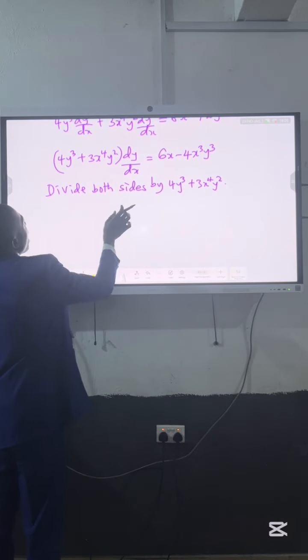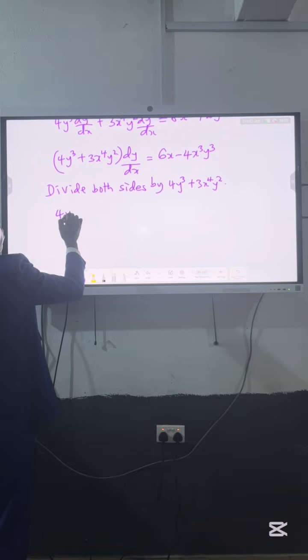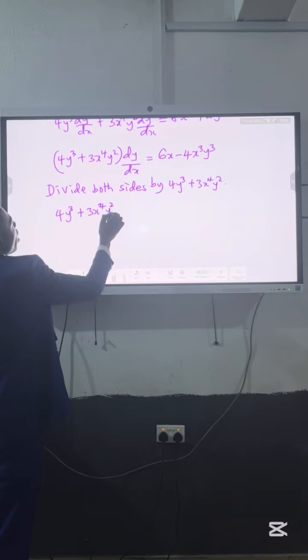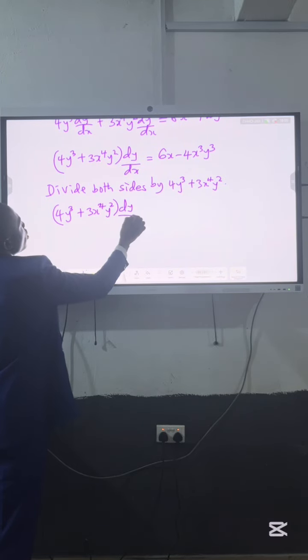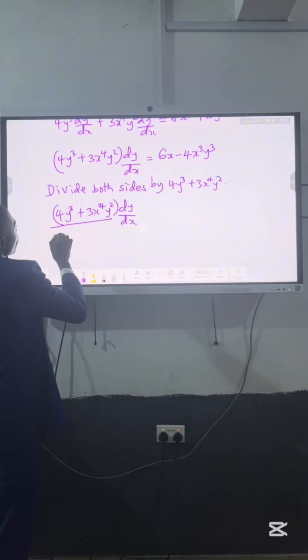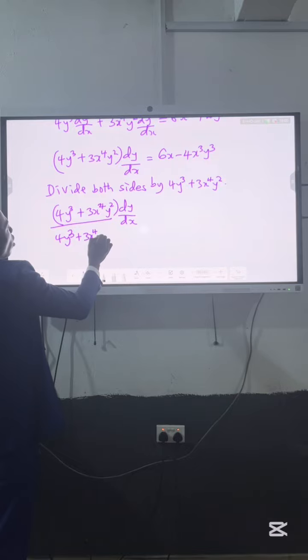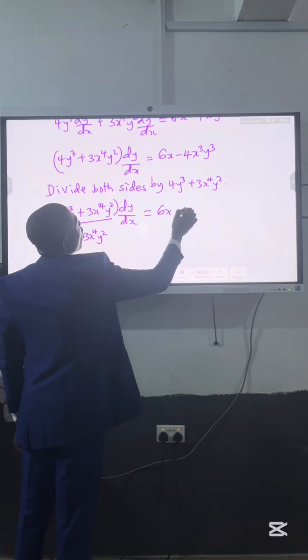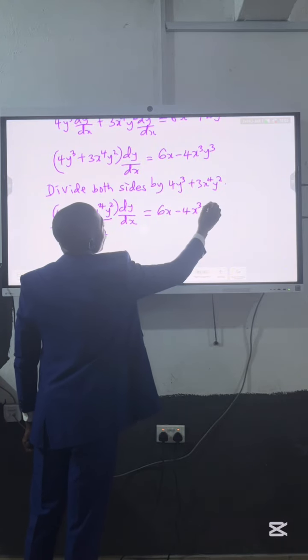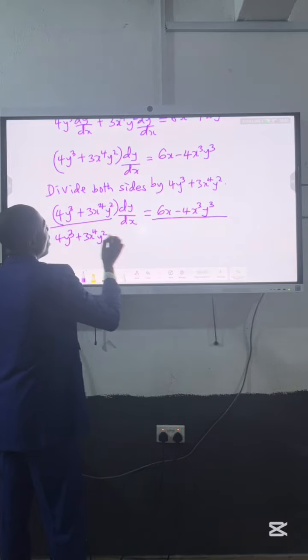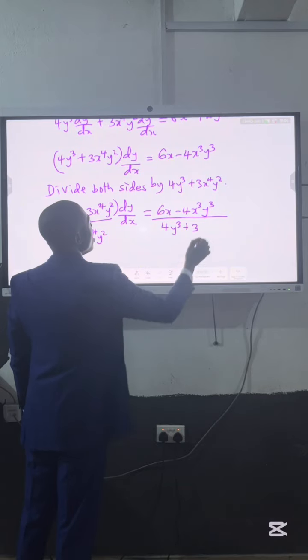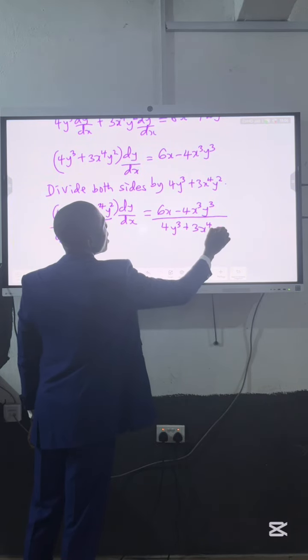So if we do that together, we're going to have 4y to the power of 3 plus 3x to the power of 4, y squared, all in bracket, dy dx. Remember, we say divide. So we have this under it: 4y to the power of 3 plus 3x to the power of 4, y squared. So do that to the right hand side. You have 6x minus 4x to the power of 3, y to the power of 3, all over 4y to the power of 3 plus 3x to the power of 4, y to the power of 2.